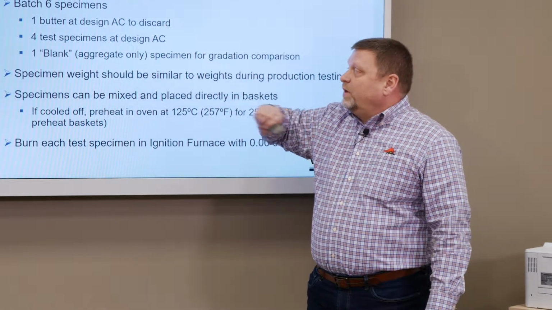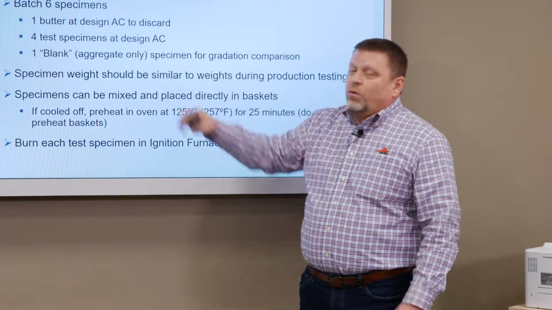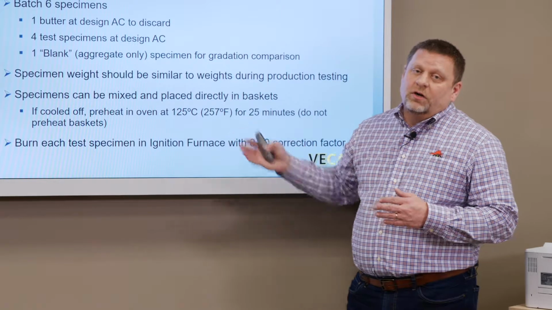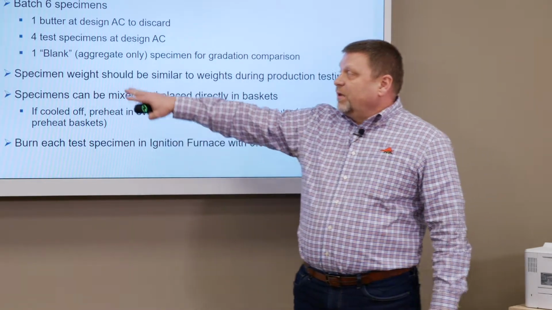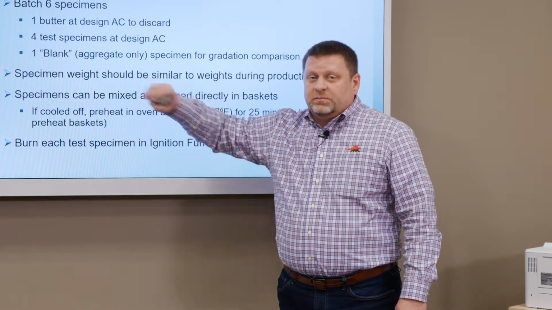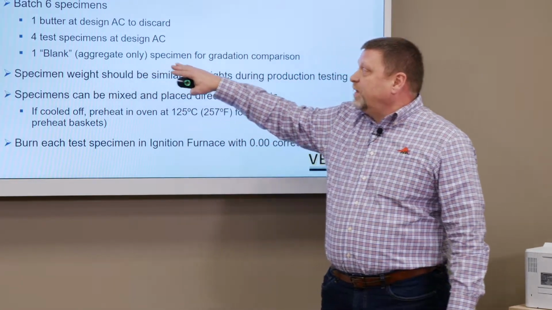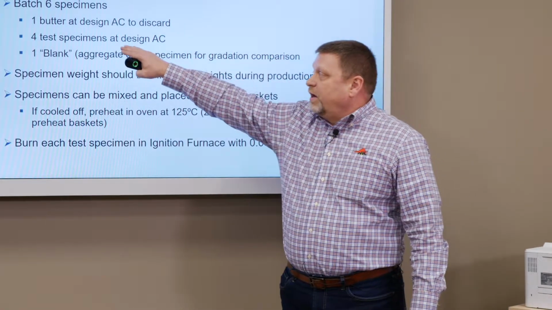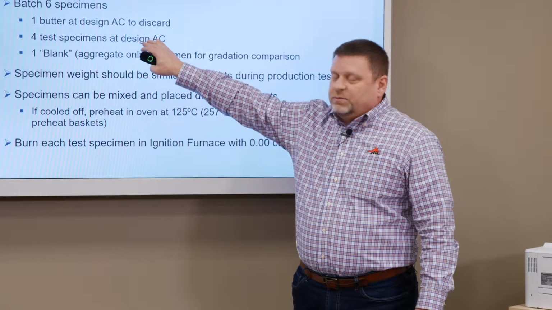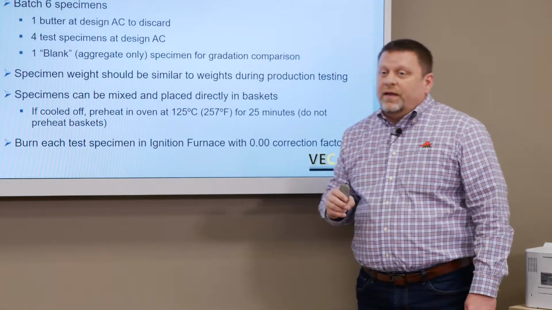After that, we need to batch and mix 4 specimens that we in turn are going to do our furnace correction factor with, in a minute. And this is the blank sample you've heard me referring to. The specification requires we batch a blank, which is an aggregate-only specimen, for gradation comparison. This comparison will go back and compare to the 4 gradation specimens, the 4 burn specimens we do a gradation on. Okay?